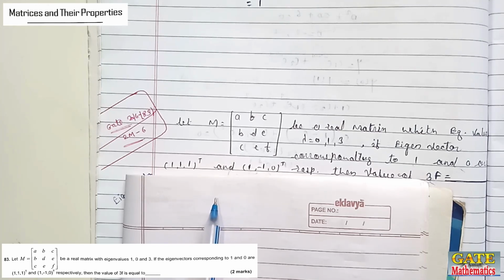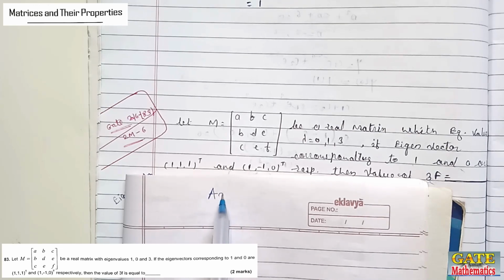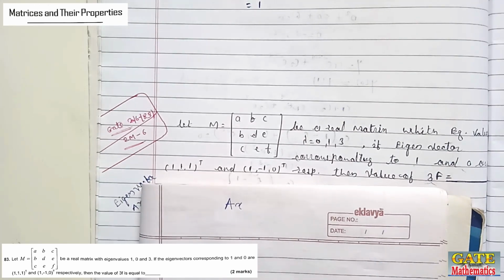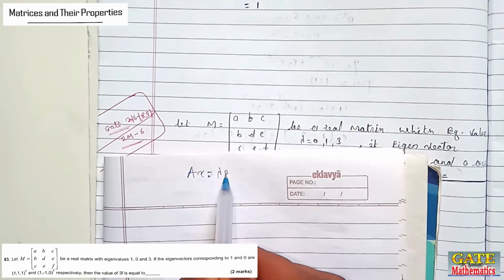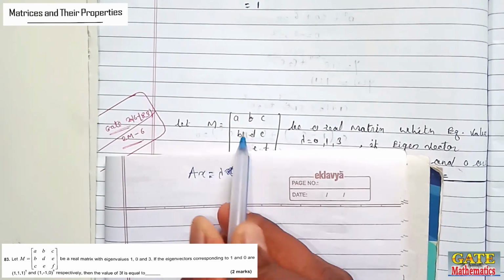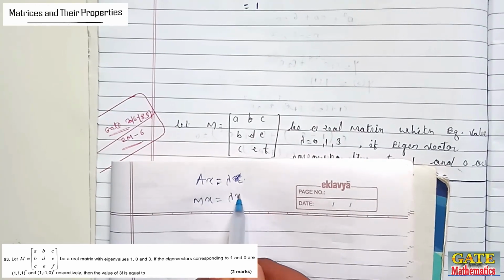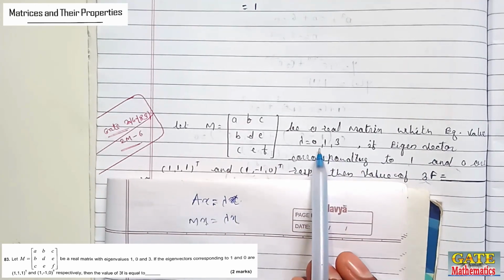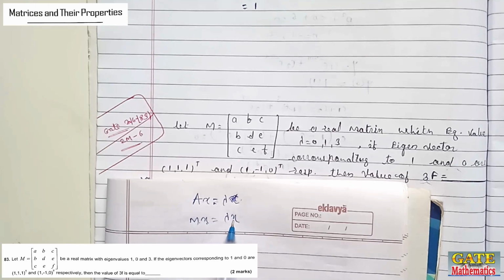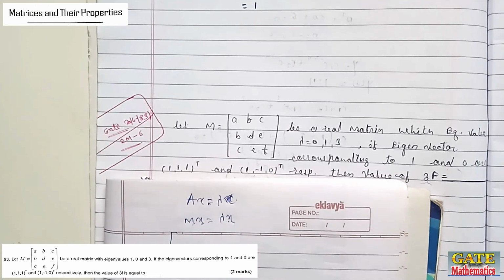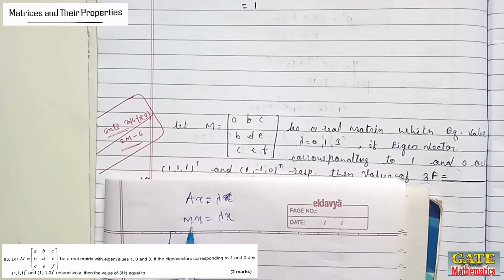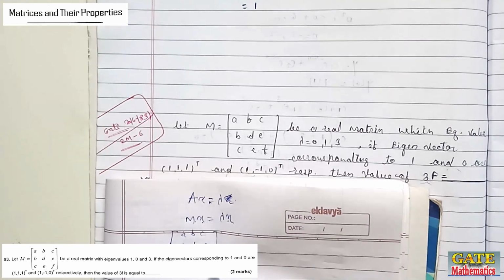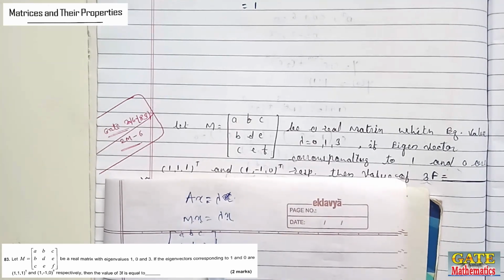If we know the eigenvalue, and we want to use it with the eigenvector, we know that for a matrix A the eigenvector equation is Ax equals lambda times x. Here instead of A we have the matrix M. So Mx is equal to lambda times x. And what is x? x is the eigenvector which is given with respect to eigenvalues 0 and 1. So what is the value of M? M is the matrix with rows A, B, C, B, D, E, C, E, F. This is the matrix M which is given.